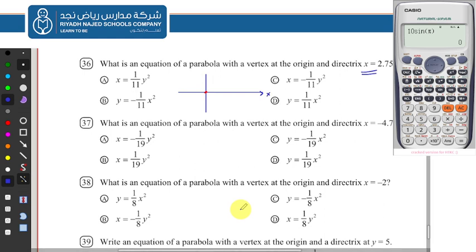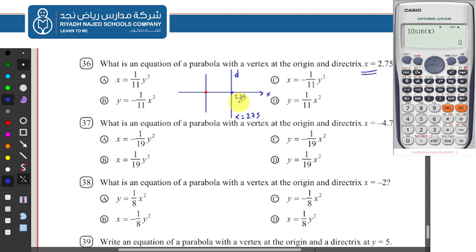So this is the x-axis. You will intersect it at what position here? 2.75. Let's say this is 2.75. You will intersect the x-axis. This is the directrix. This is x equals 2.75. Okay, so this is the line, the directrix.